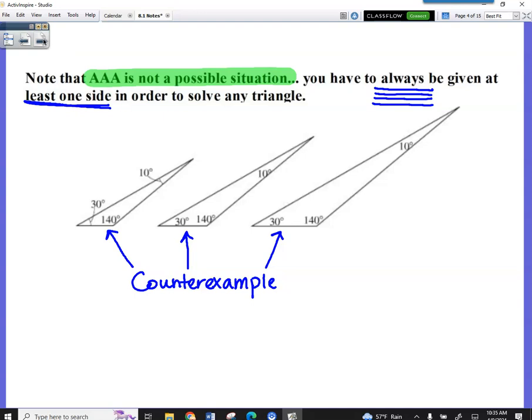If all I know is the measurement of the 3 angles, that doesn't actually tell me the context of the triangle I'm working with. And here are 3 counterexamples. All the angles have the same measurement, but clearly the triangles are totally different sizes. So angle, angle, angle will never be solvable, because you've got to have at least one of the sides to get a context of what kind of triangle we are working with here.